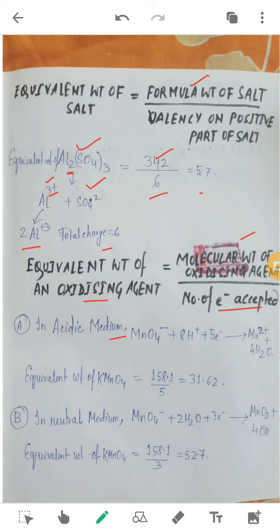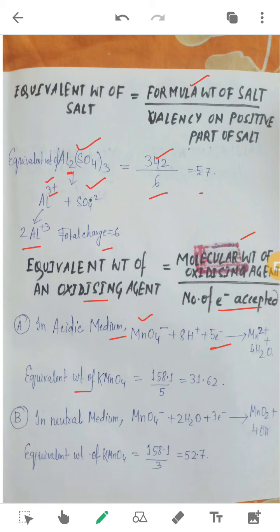Now, if you want to find out the equivalent weight of KMnO4, the reaction must be given, because according to the medium the reaction varies, and thus the number of electrons also varies for the same substance. Suppose, for example, we want to find the equivalent weight of KMnO4. For that, the reaction goes like this, as you can see here. So how many electrons are accepted here?